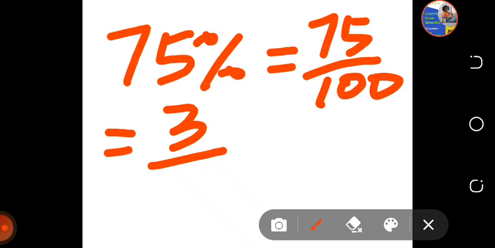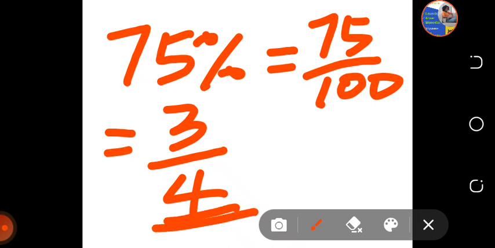Why 25 go in 100 is going to give me 4. So it simply means, and at this point, the only common factor in 3 and 4 is 1. So if we repeatedly use 1, we're still going to get the same thing. So this is the lowest term of that fraction, 75 over 100. So as it stands, this is the final answer. It simply means that 75% is the same thing as 3 over 4.